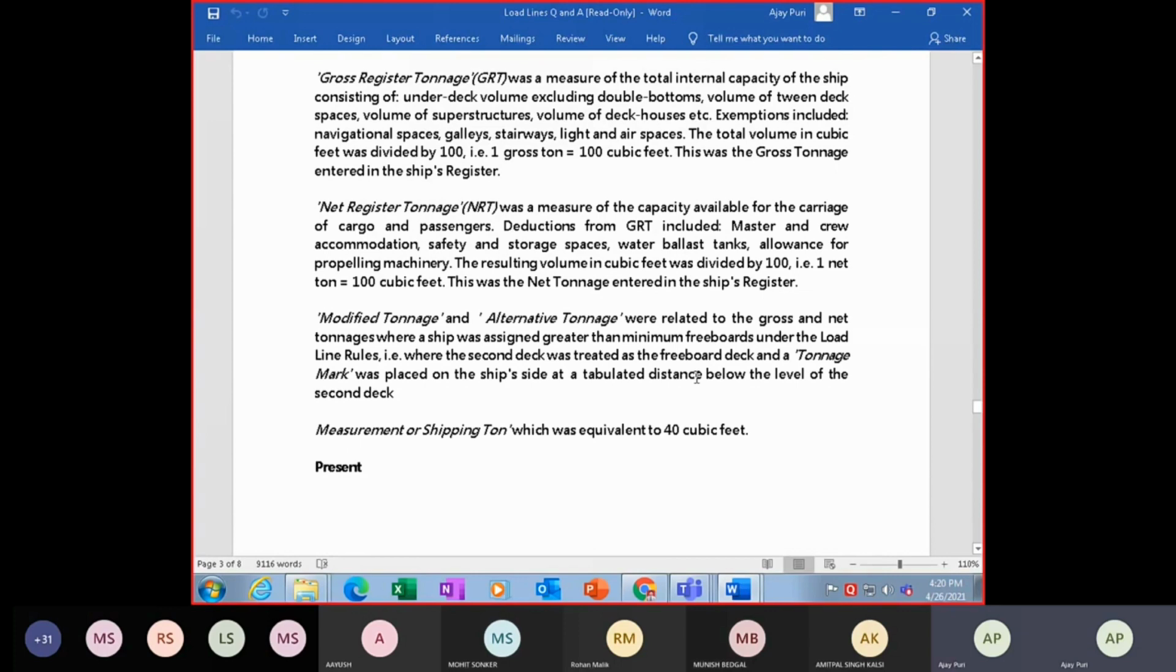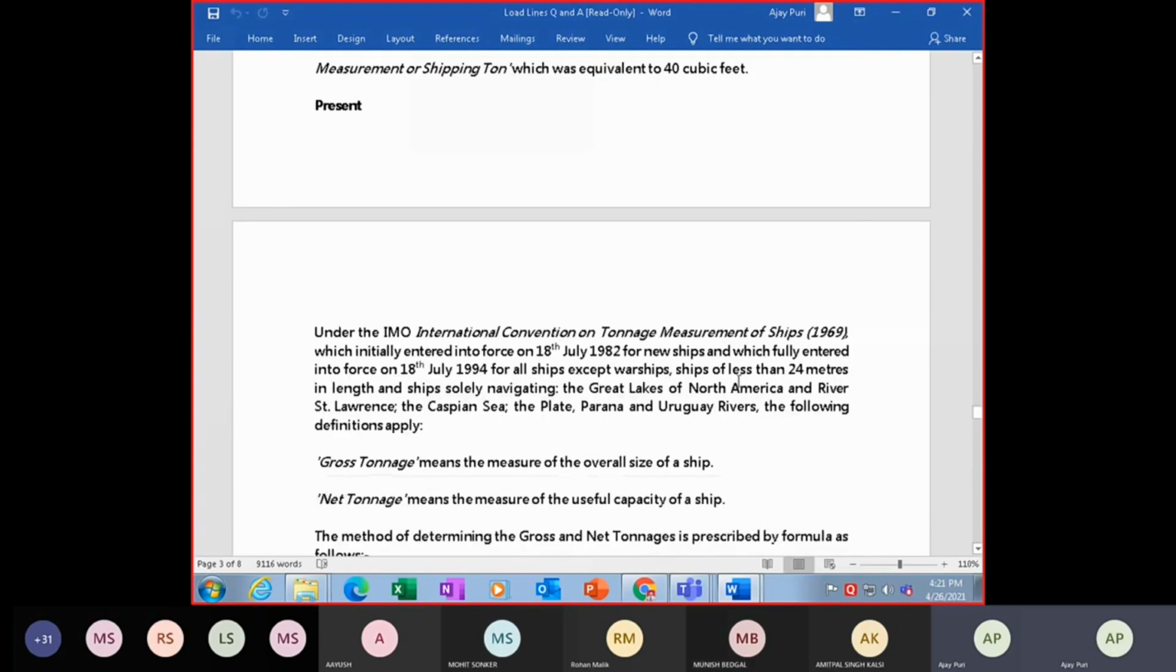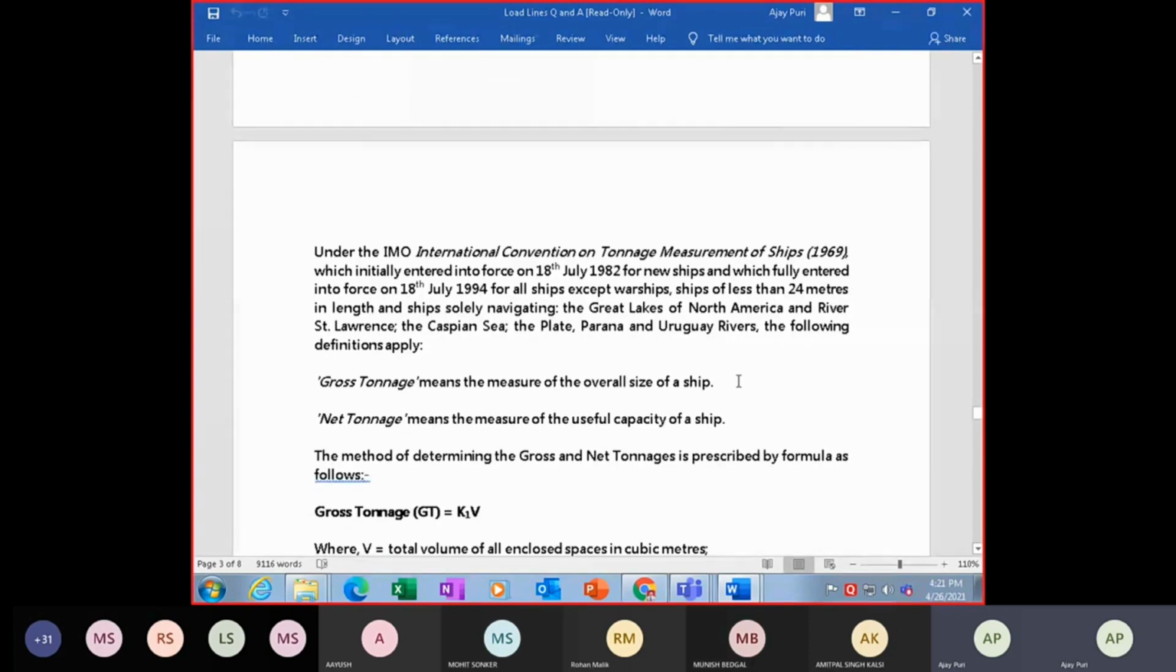Then you had modified tonnage related to gross and net tonnages, where the ship was assigned greater than minimum freeboard under Loadline rules, where your second deck was treated as freeboard deck. Tonnage mark was placed on the side, जो हम बताएंगे आपको, वो आगे बताएंगे. So presently, with the amendments in 18 July 1982, new ships had gross tonnage and net tonnage, which came in force in 1994.